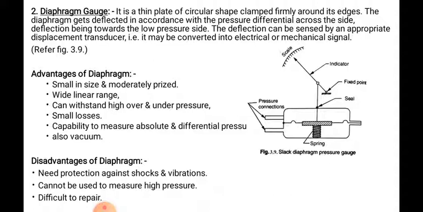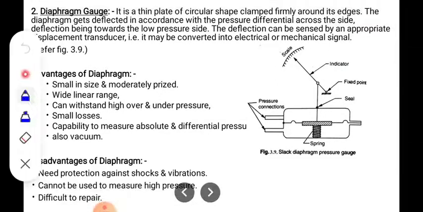Okay, so the diaphragm gauge is a thin plate of circular shape clamped firmly around its edge. We can see here, this is the diaphragm plate, and both ends of the diaphragm plate are clamped firmly. And the diaphragm gets deflected in accordance with the pressure differential across the side, because through this opening the high pressure air is blown, and through this opening also the high pressure air is blown.